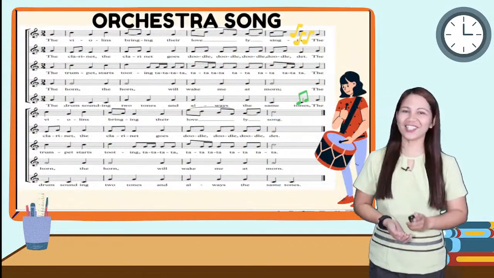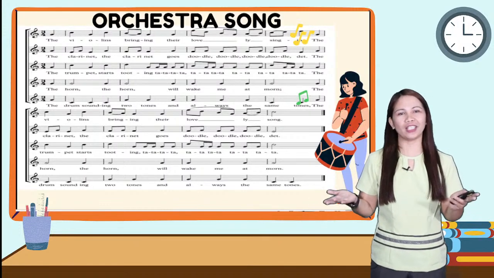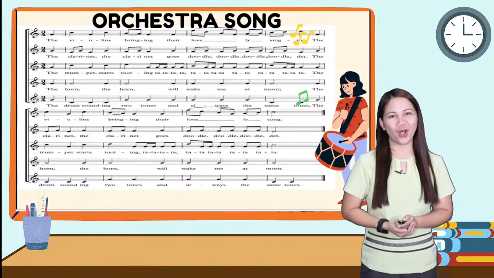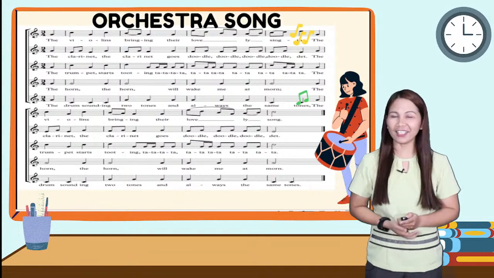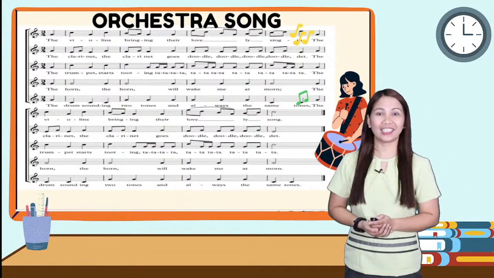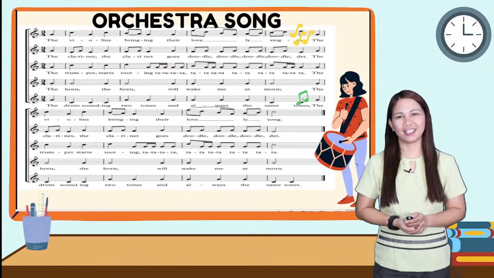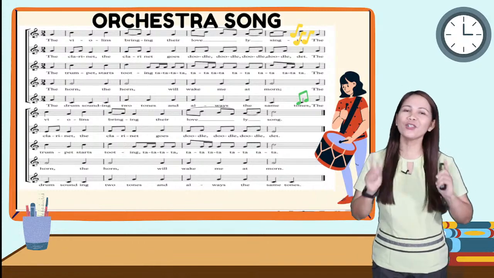Did you enjoy the song, kids? I hope so. And now, what musical instruments did you hear or were mentioned in the orchestra song? Can you name one? Of course, violin. What else? Clarinet, correct. Trumpet. Horn. And of course, the last one is drums. You got it right.